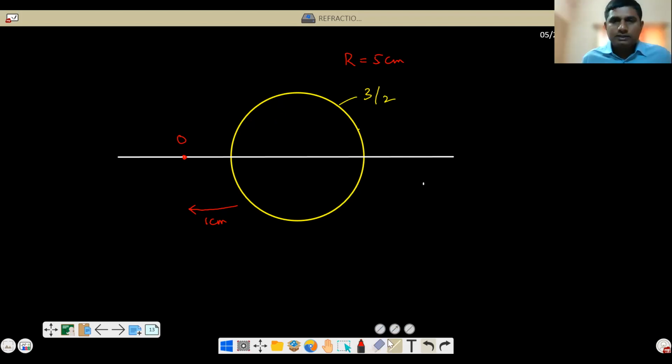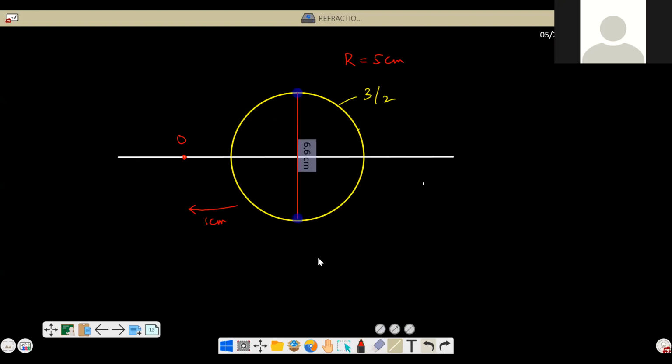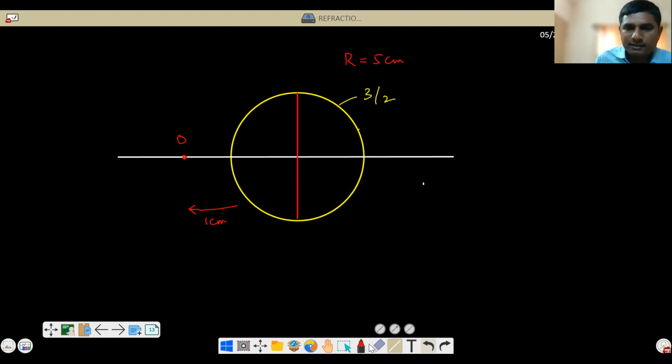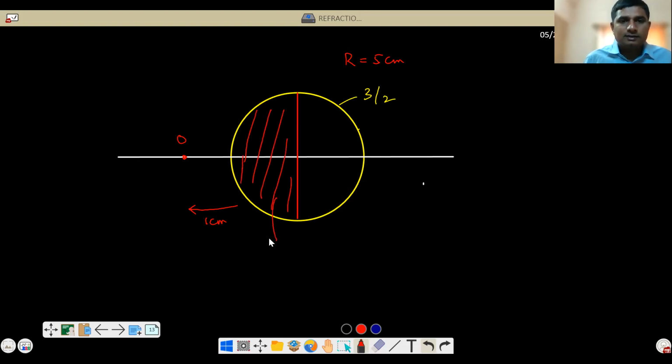What I will do is make this hemisphere into two parts like this. This left side part is made of glass, that means its refractive index is 3/2. And then the right side is made of water, whose refractive index is 4/3.